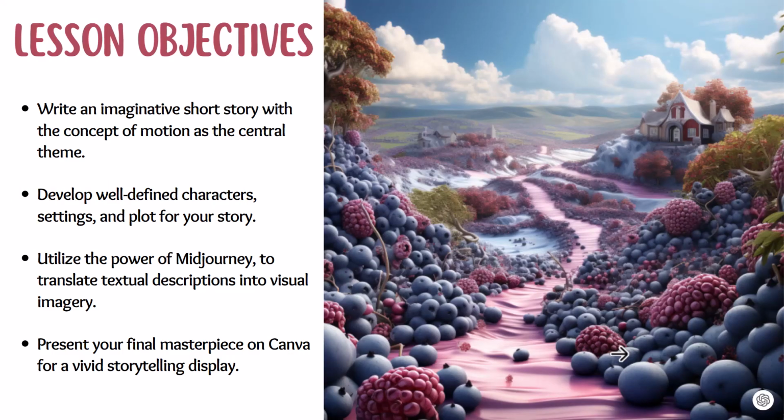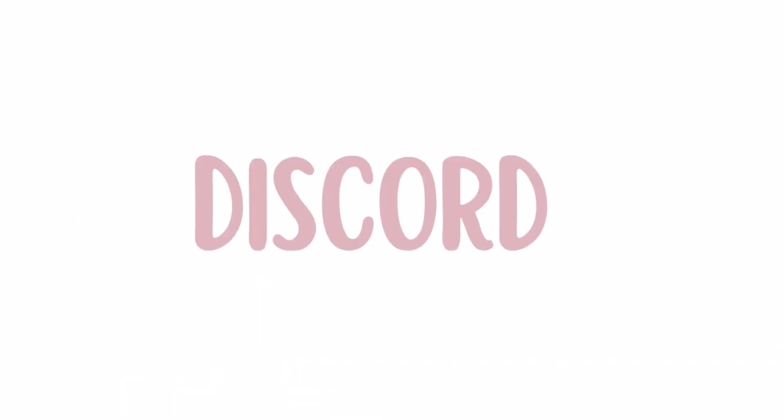In the 21st century, media literacy emerges not merely as a skill but as a critical survival tool. In this lesson, students are tasked to write a short story on the concept of motion, crafting characters and vibrant settings. They should depict motion vividly in a pivotal scene and then bring it to life with Midjourney's AI art. This is then followed by a presentation on Canva for an impactful narrative display.